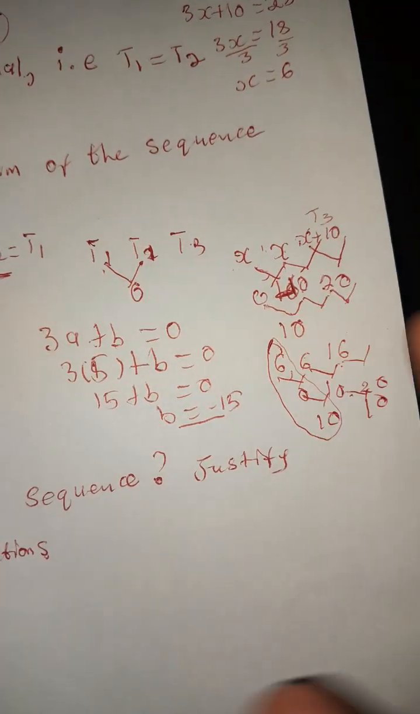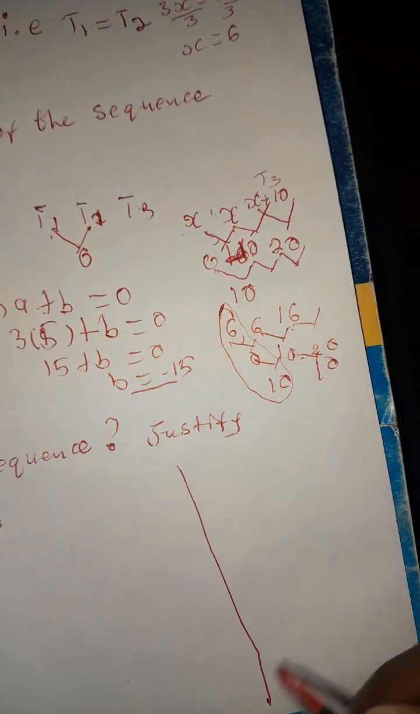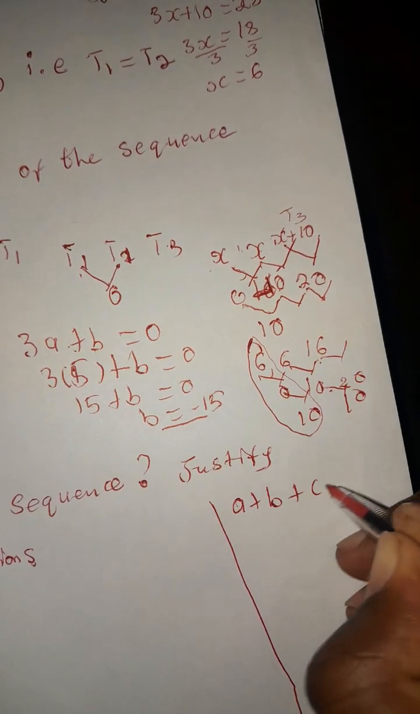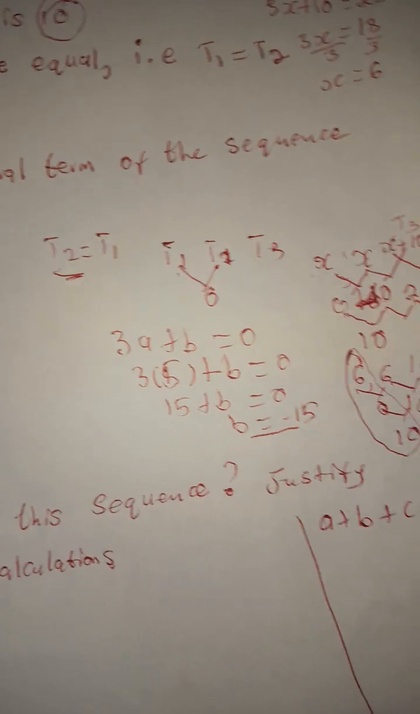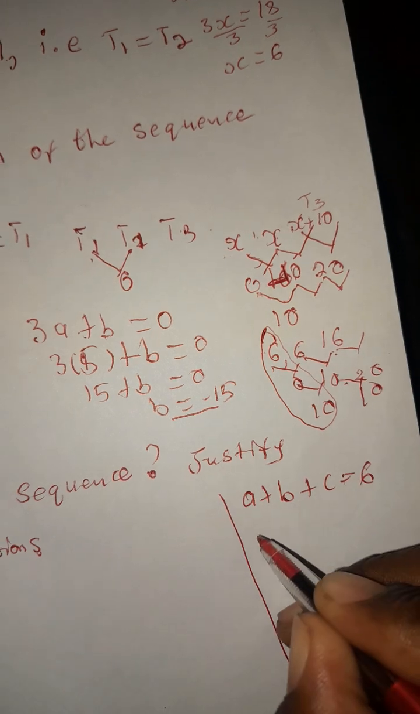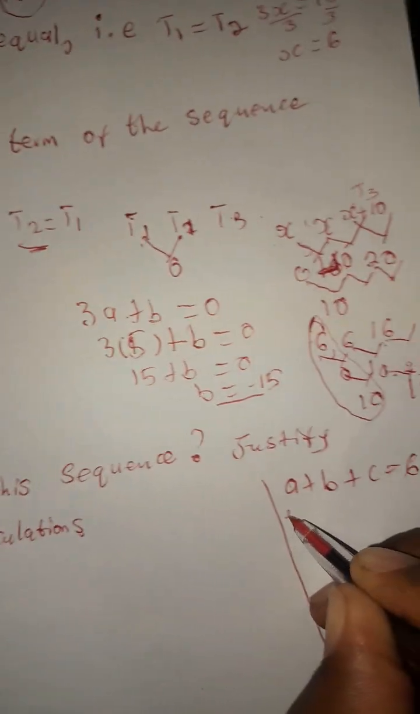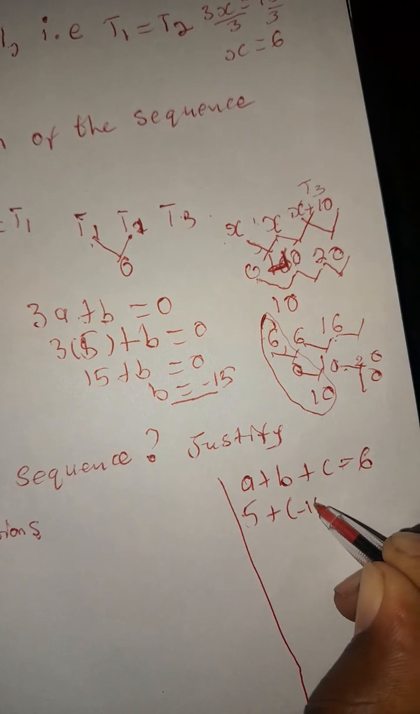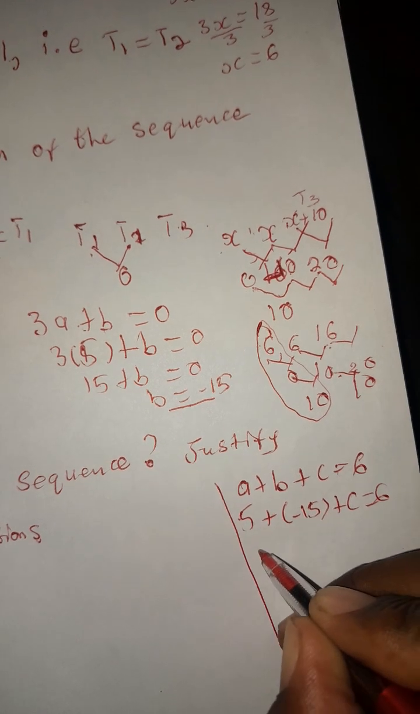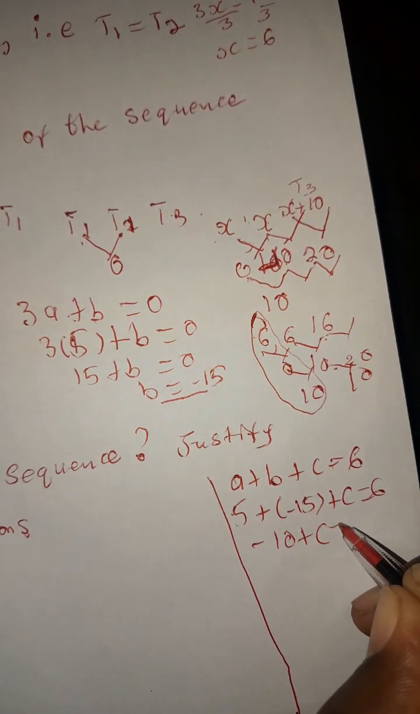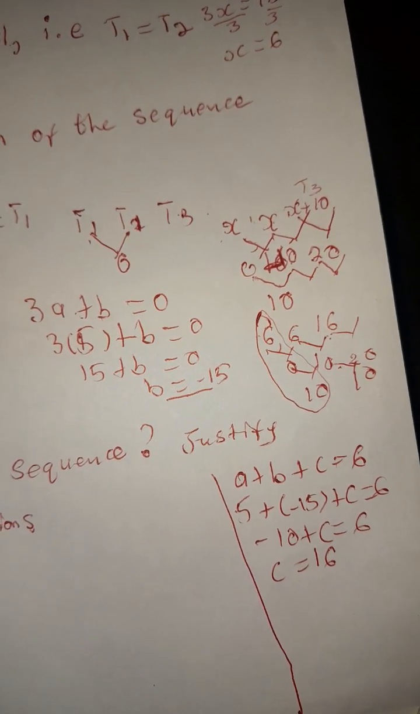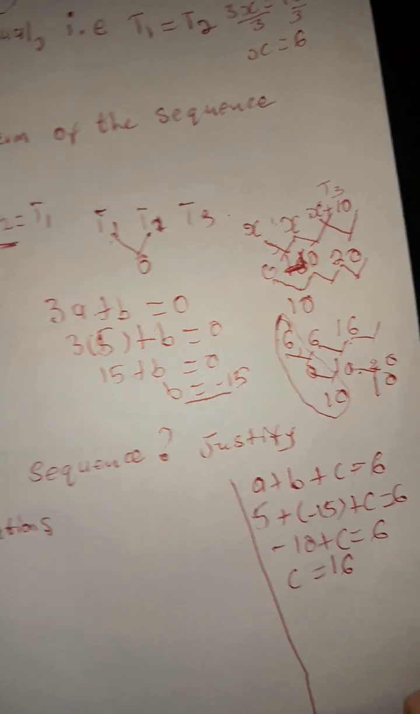So to get C, I'll write it here due to space. Remember that we have A plus B plus C equated to our first term. Our first term, we now know, is 6. So we are going to place 6. Our A, we did calculate it. We said it's 5 plus negative 15 plus C is equal to 6. Then we are going to have minus 10 plus C equal to 6. Then take negative 10 to the other side. That will be 16, because it's the same as 6 plus 10, which is 16.